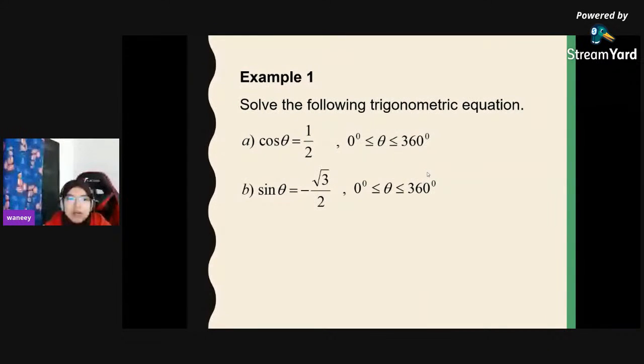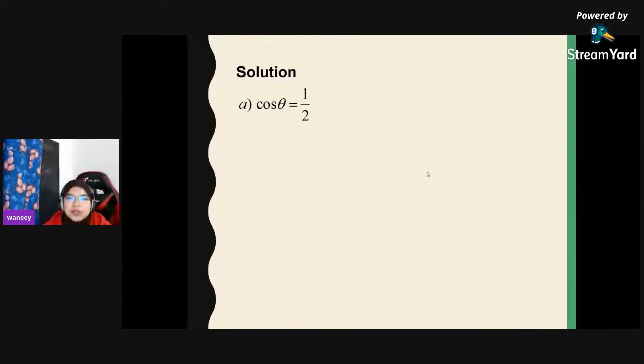Okay, so now let us try to solve the first one. Cos theta is equal to half. We need to find the principal angle, or the basic angle. So you simply do inverse cos of half, and you get that alpha is equal to 60 degrees. This is called the basic angle. You can also call it the principal angle.